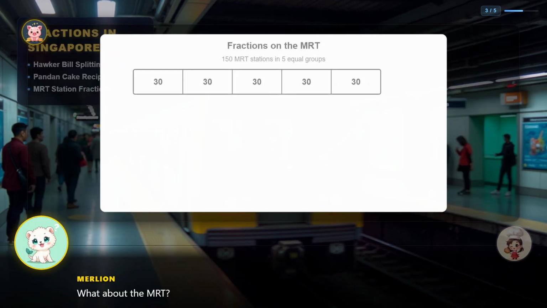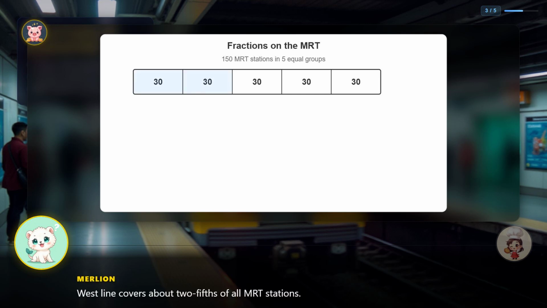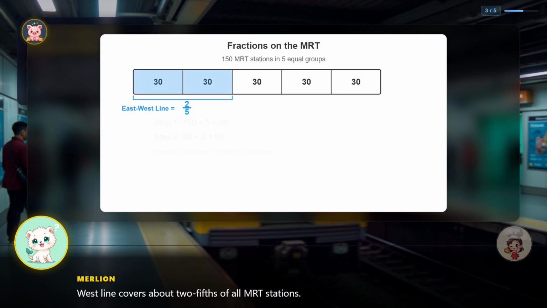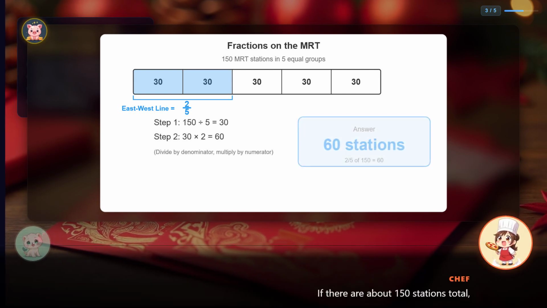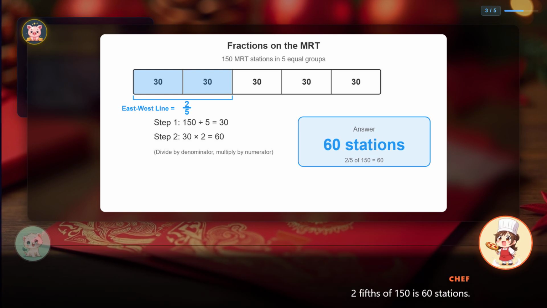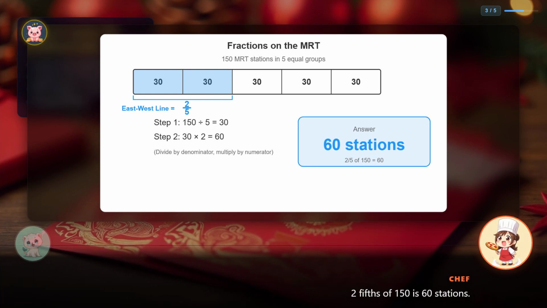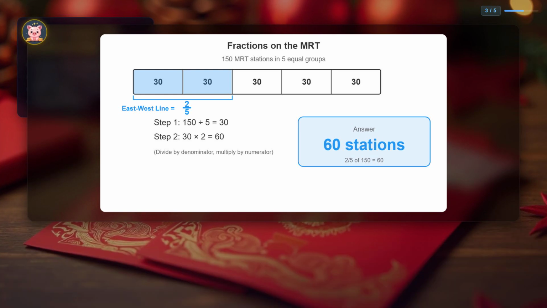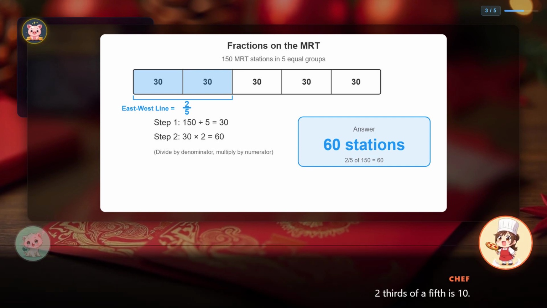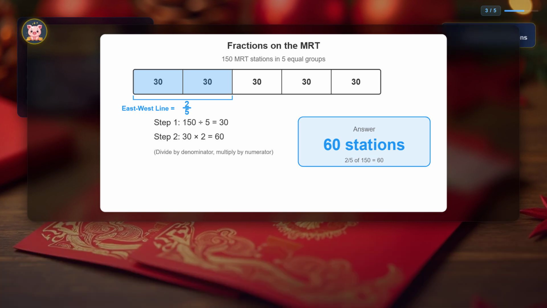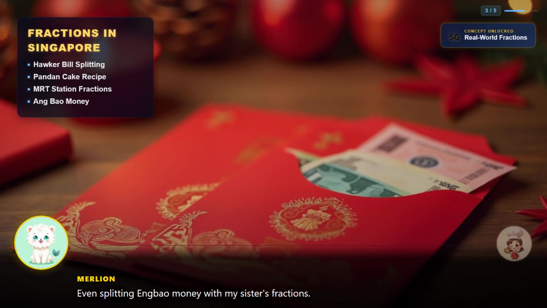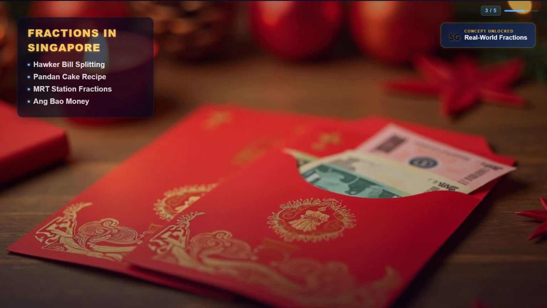What about the MRT? I heard someone say the East-West line covers about 2/5 of all MRT stations. If there are about 150 stations total, 2/5 of 150 is 60 stations. Fractions help you make sense of big numbers by breaking them into meaningful parts. Even splitting ang bao money with my sister is fractions.